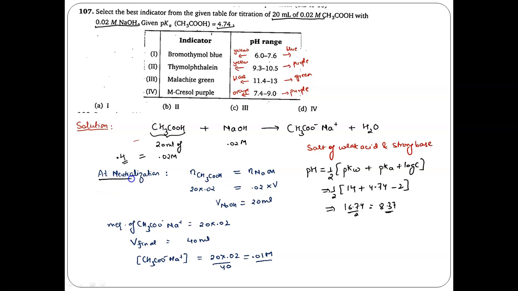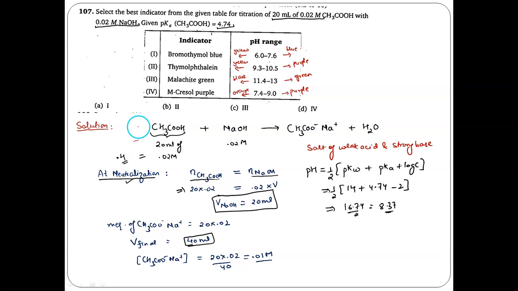At neutralization, milli equivalents of acetic acid should be equal to milli equivalents of NaOH, right? So M1V1 is equal to M2V2, or we can say N1V1 is equal to N2V2, because the basicity of the acid and the acidity of the base are both 1. So 20 into 0.02 is equal to 0.02 into V. So the volume of NaOH that has to be added before we arrive at the neutralization point is 20 ml. So at neutralization, total volume will be 20 ml of acetic acid and 20 ml of NaOH, so the final volume at end point will be 40 ml.